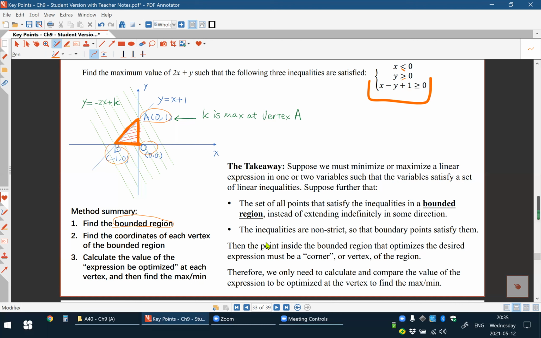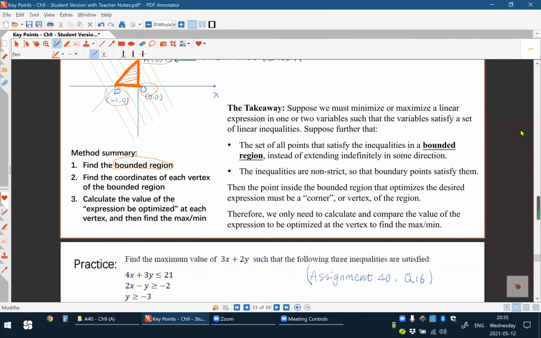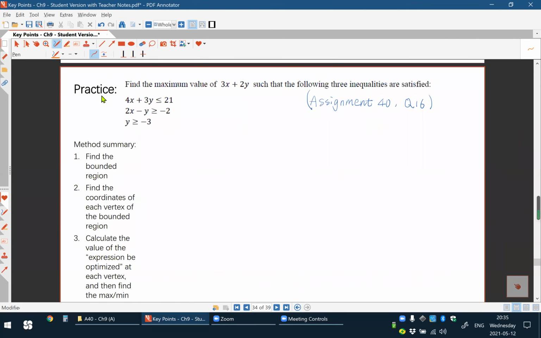Okay, so there is a practice after this example. Okay, Dora has a question. Is point A always 0, 1? Not necessarily. So there is a practice. When you do this practice, you will see that the bounded area could be anywhere.